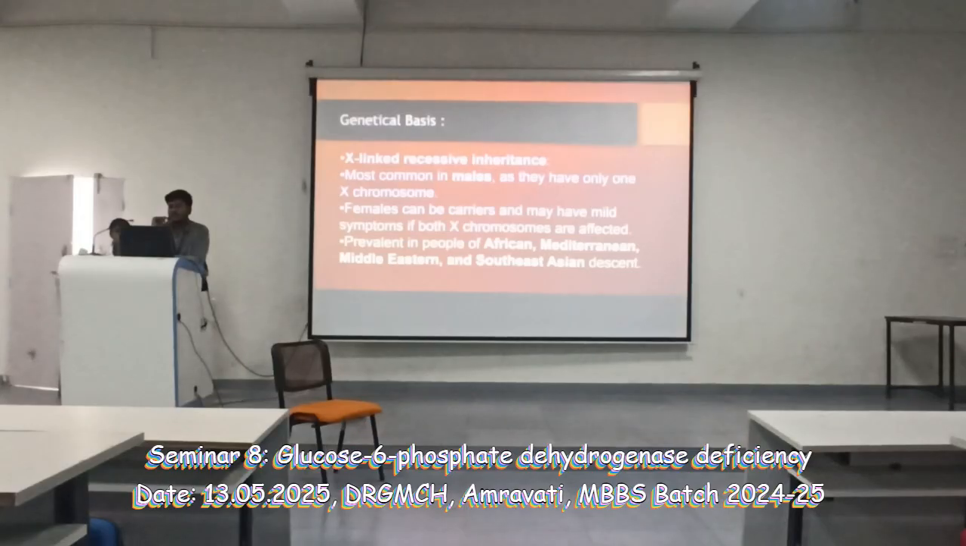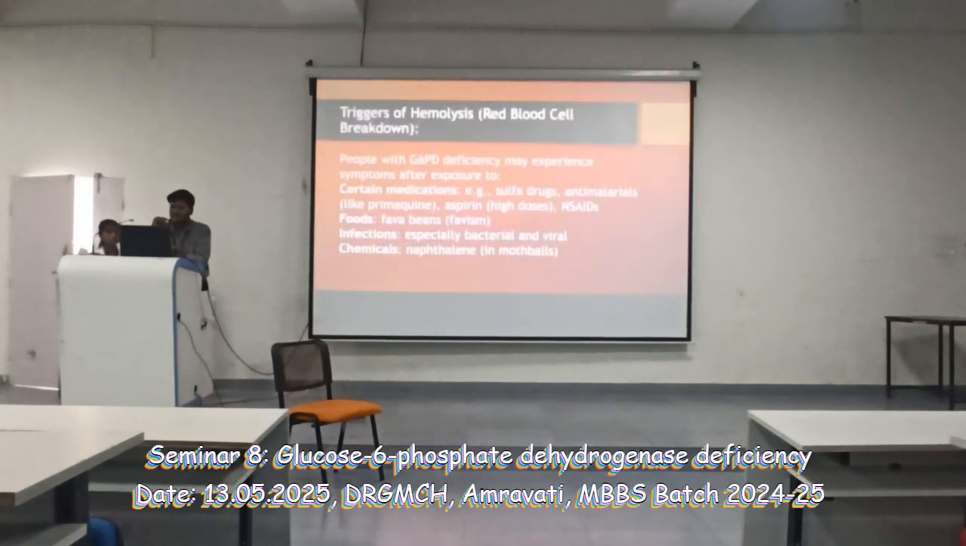The genetic basis of G6PD deficiency is X-linked recessive inheritance, most common in males, as the male has only one X chromosome and the female has two. The female will be the carrier, and it is more prevalent in African, Mediterranean, Middle Eastern and South Asian descent.